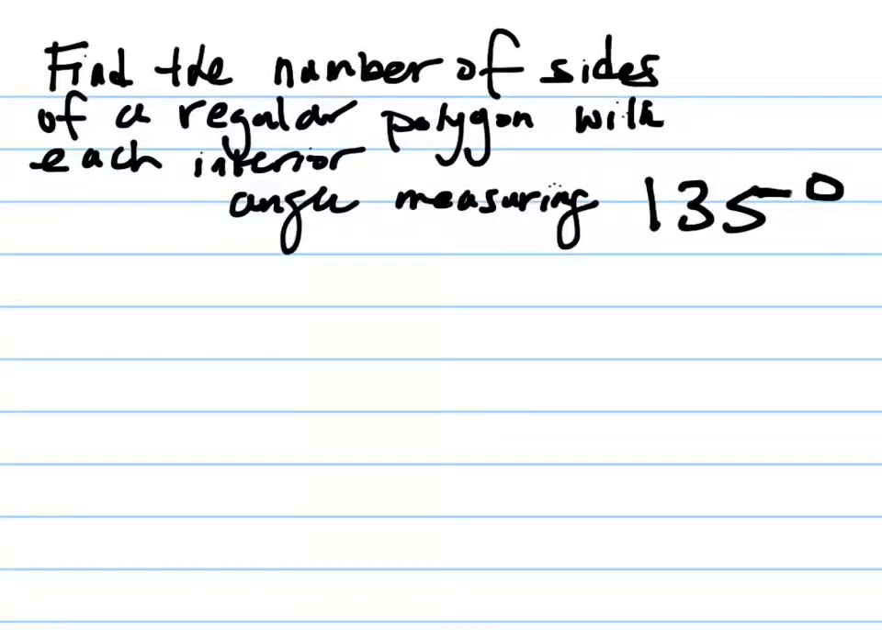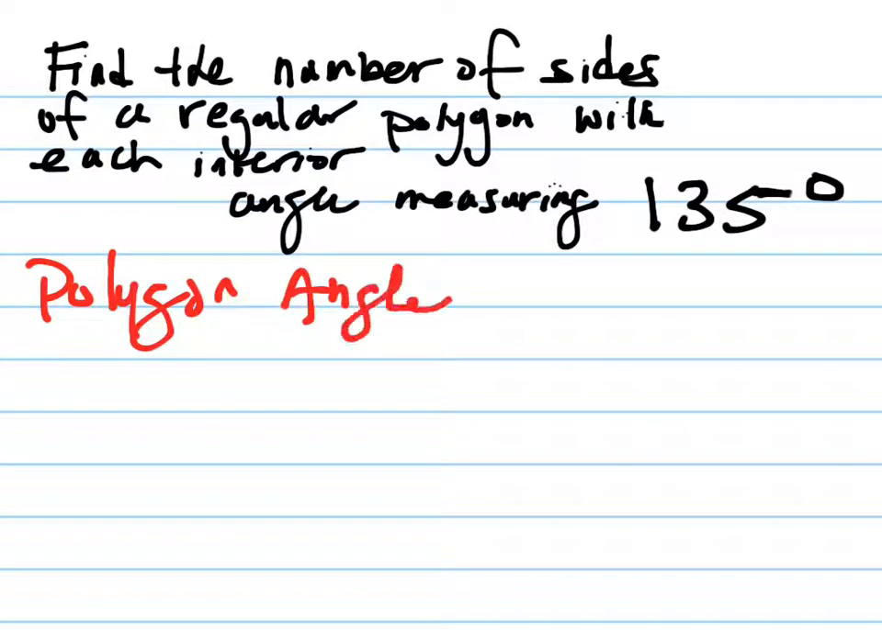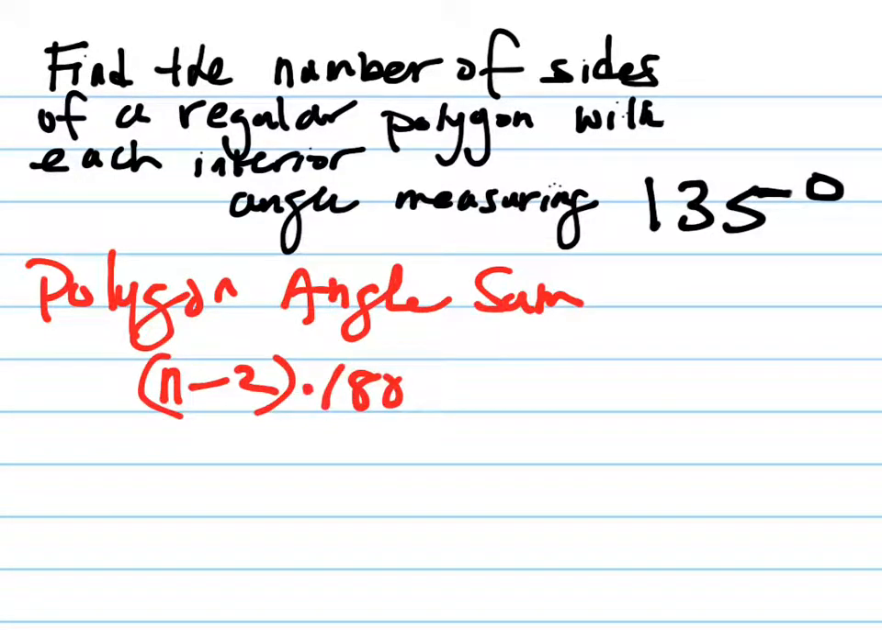In this problem, we're asked to find the number of sides of a regular polygon with each interior angle measuring 135 degrees. Recall that the polygon angle sum theorem says that the sum of the interior angles of any polygon is n minus 2 times 180. So this is all of the angles of the shape added together, the interior angles added together.